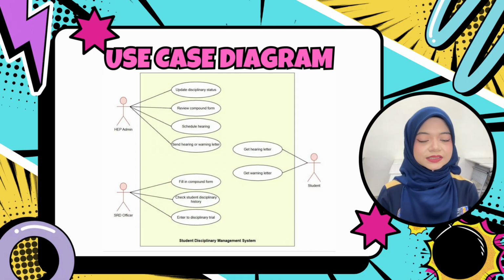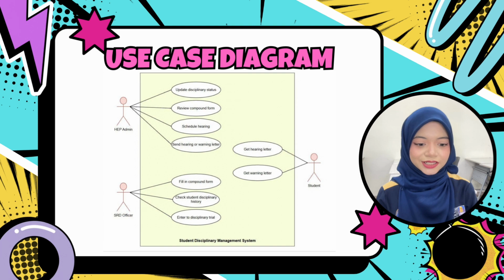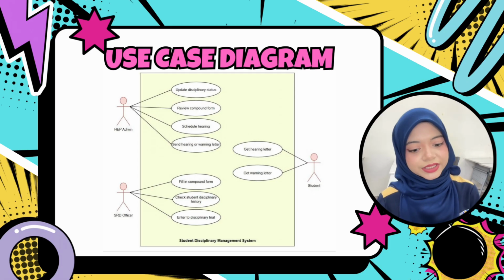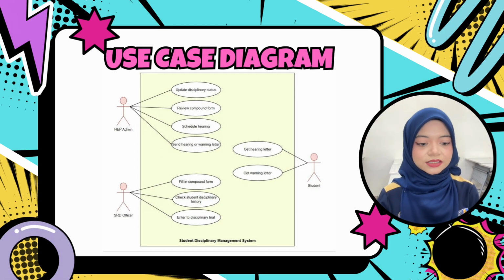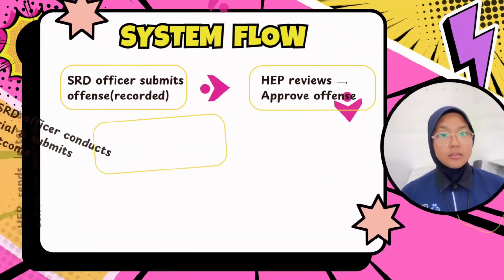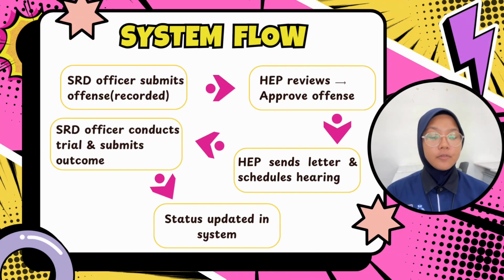So, based on this use case diagram, this system helps the UiTM staff, which are HEP admin and SRD officer, to manage student disciplinary cases digitally, including recording offences, scheduling hearings, issuing letters, and tracking histories. It also allows students to receive official letters, ensuring communication is clear and traceable. So now I'm going to explain the flow of the system.